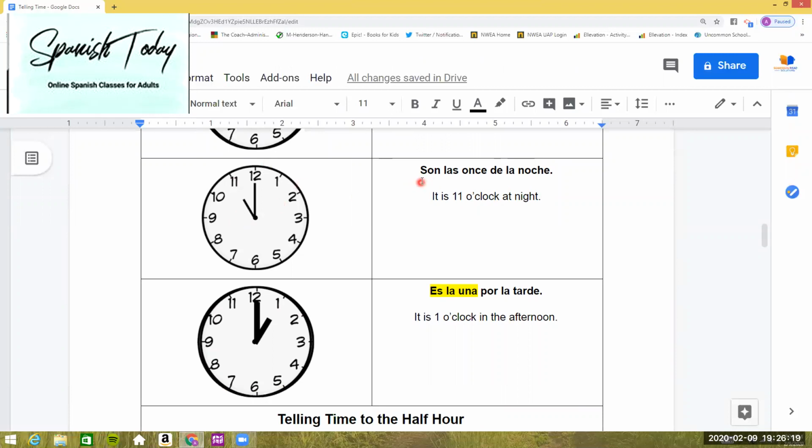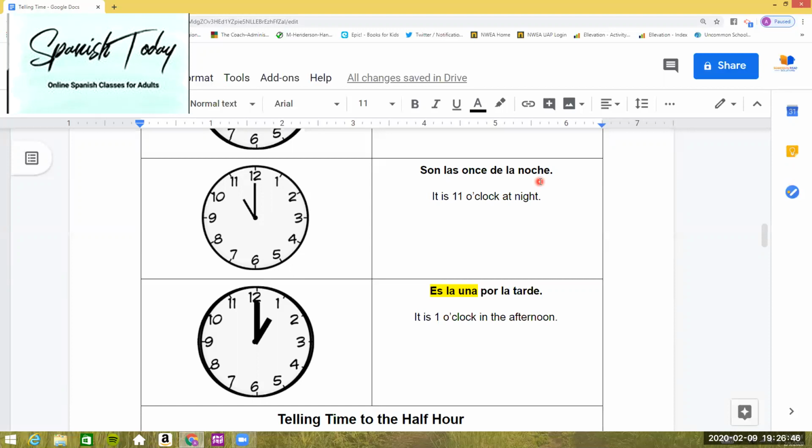Okay, so we start with son las again, insert the number, and then put in de la noche, the time of day. So this is a good time to just remind y'all that this is where everything comes together. You know how I mentioned in previous sessions that everything will start to build upon one another. This is where those numbers come back into play.